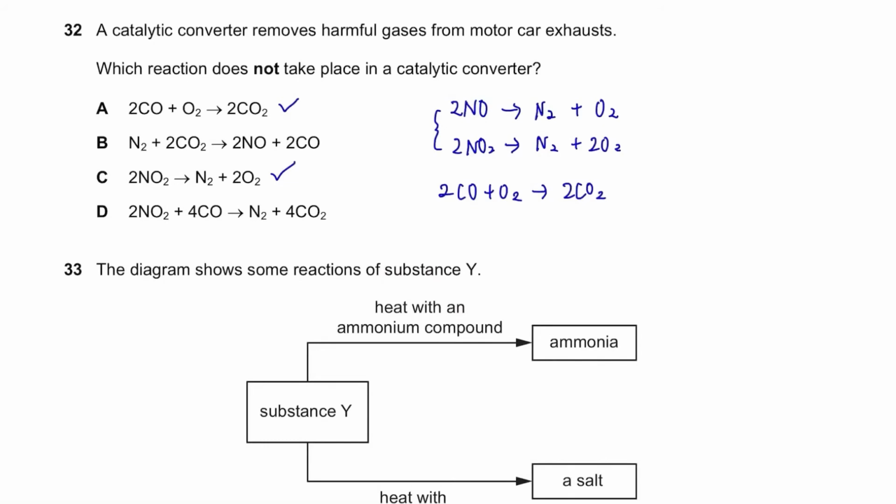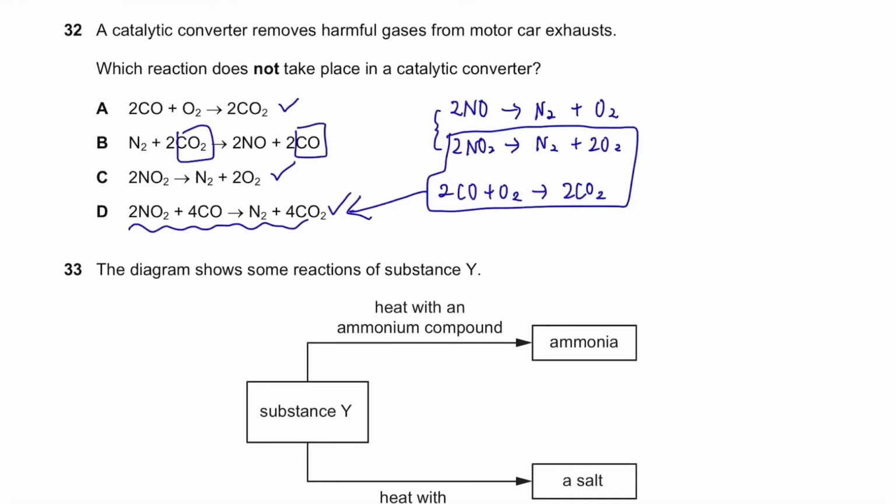Let's look at D. This equation is actually the sum of these two equations. NO2 plus CO are the same reactants, and N2 and CO2, the same products, are made. That makes D correct as well. That leaves B out, where it says carbon dioxide is changed to carbon monoxide. The whole point of this catalytic converter is to reduce harmful gases being produced, so there's no way that they'll purposely produce poisonous carbon monoxide. So option B does not take place.